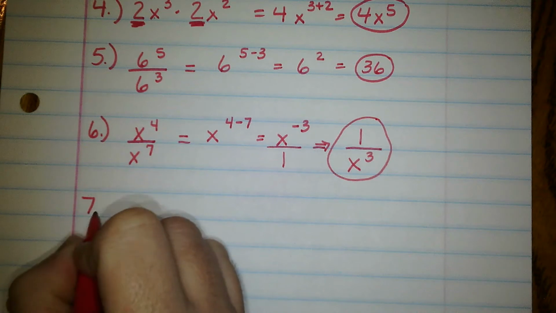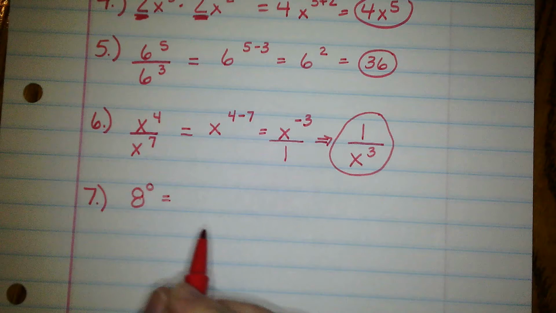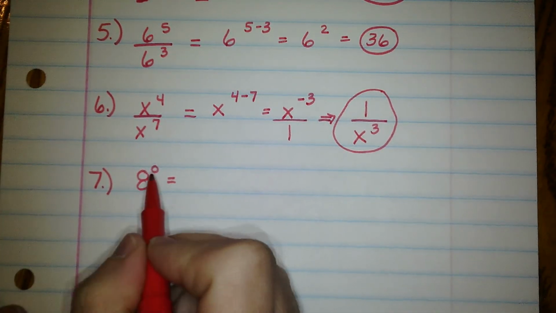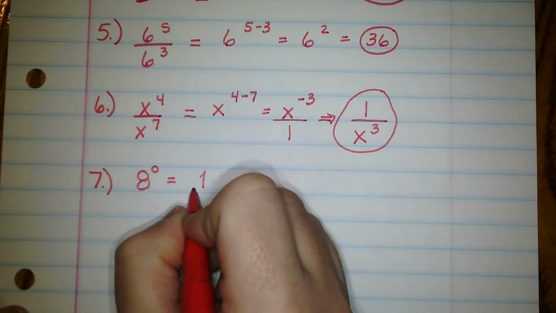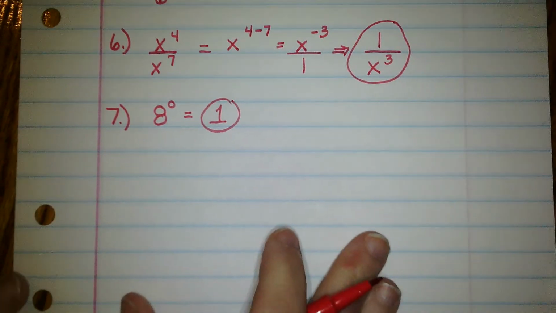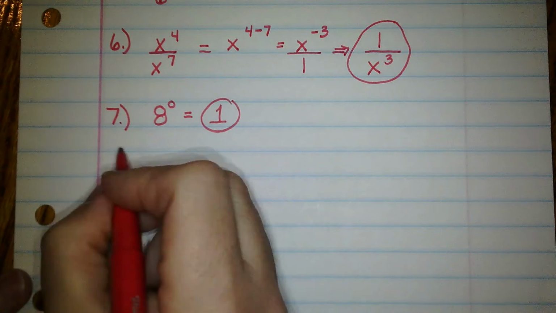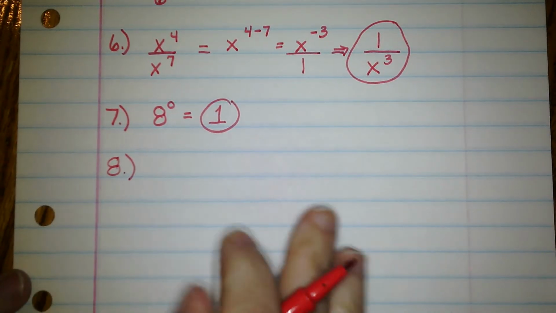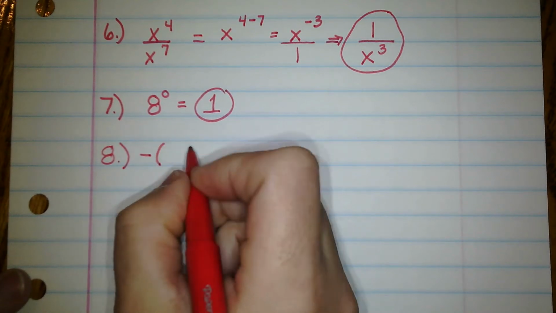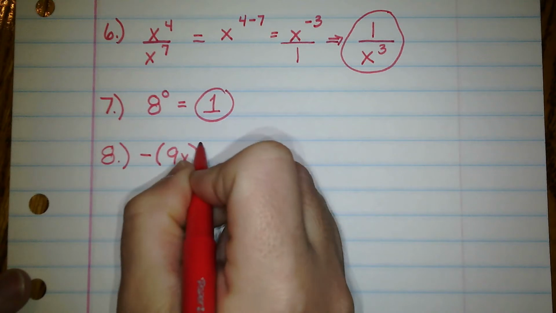Number 7, 8 to the 0 power. Many kids don't realize that anything, any term, any length of term raised to the 0 power is the whole number 1. So that's a basic rule, but that's a real easy rule to forget, but it's also a really easy rule to remember. So commit it to your memory. That's a good one.